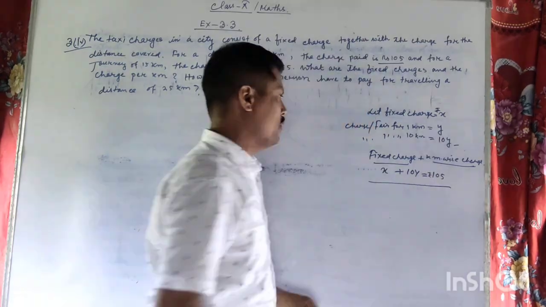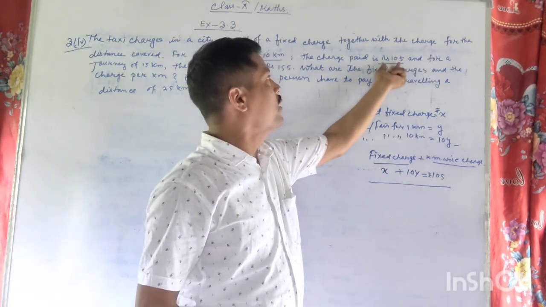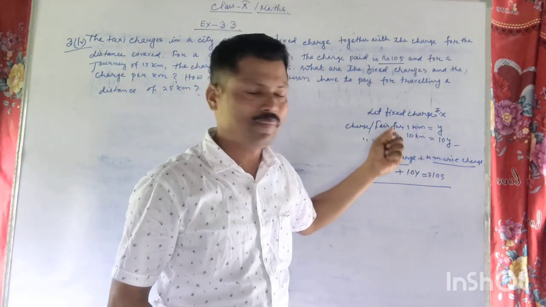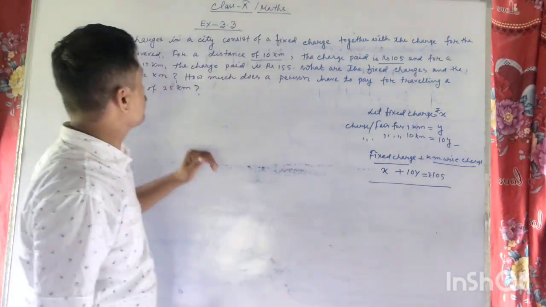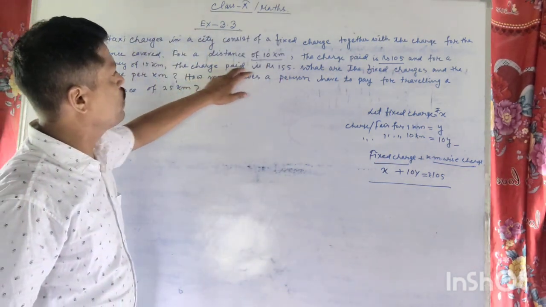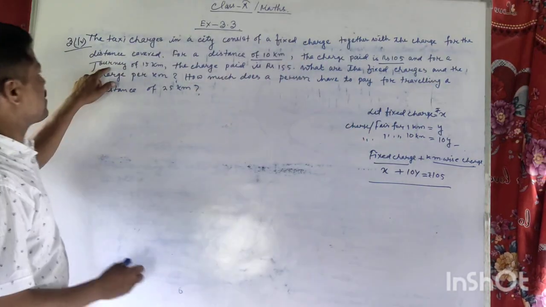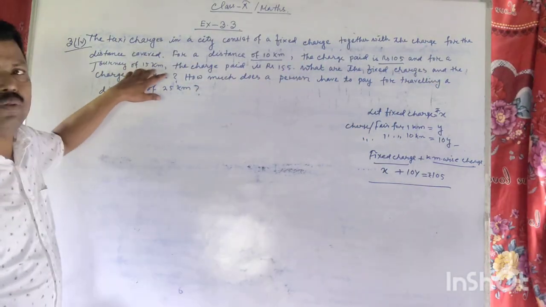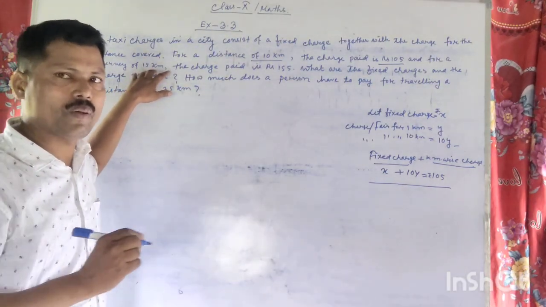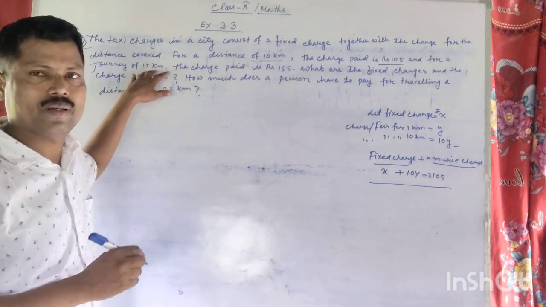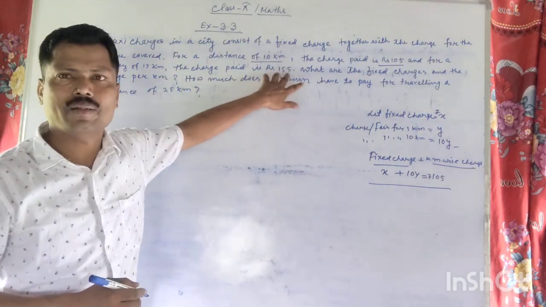That means fixed surge plus kilometer-wise surge is equal to the total surge we have to pay, that is 105. Similarly, we can write here also the surge paid is rupees 150 for a journey of 15 kilometers. So for 15 kilometers, the surge will be 15 into y, that is 15y, and along with the fixed surge we have to pay a total of 150 rupees.